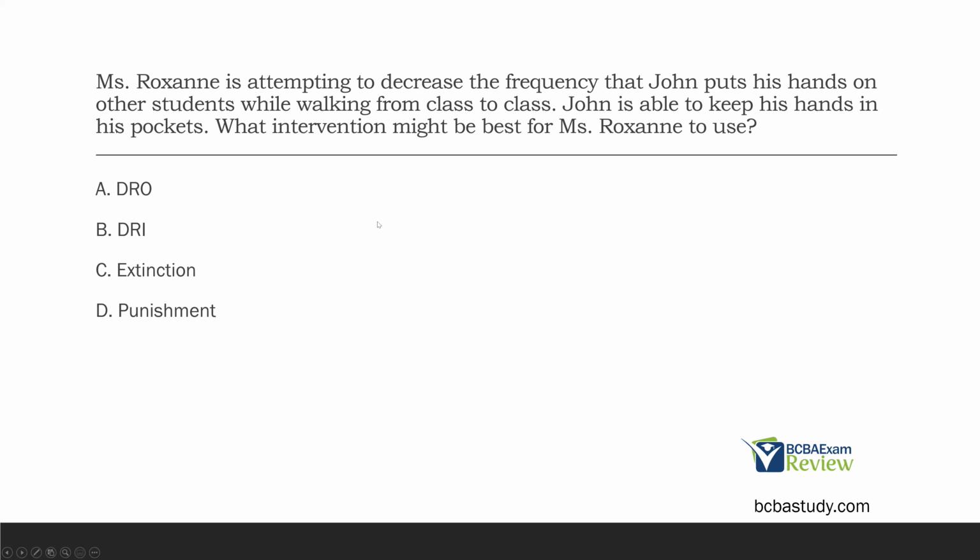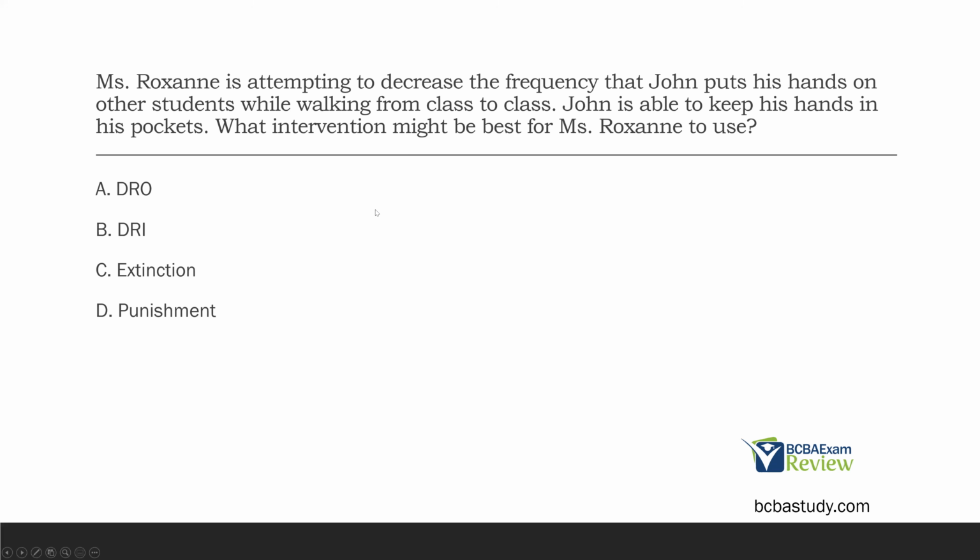We need to spend most of our time on the question so we can, one, gather all the information they give us, and two, really determine what the question is asking. So in this case, the question wants us to know what intervention Miss Roxanne should use. And what is Miss Roxanne trying to do? She wants to decrease how many times John puts his hands on other students. It's also important to know that John is doing this while walking from class to class. We also know John is able to keep his hands in his pockets.